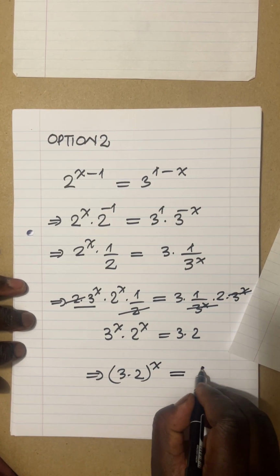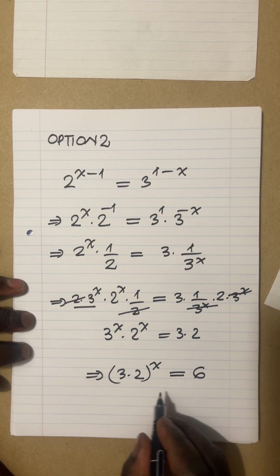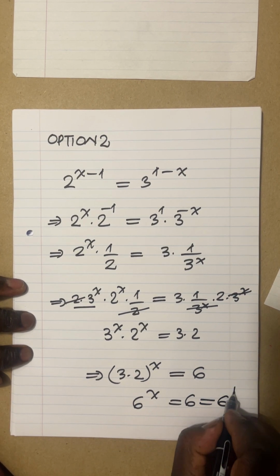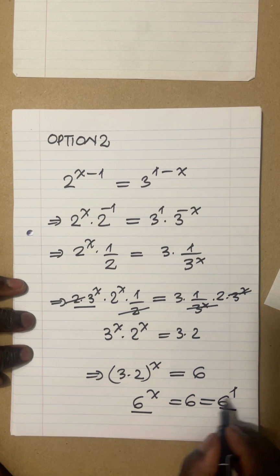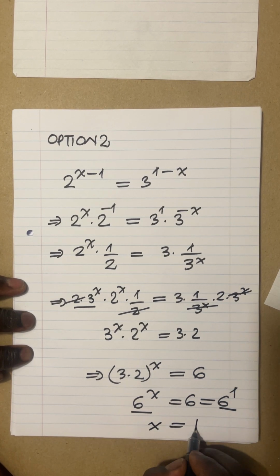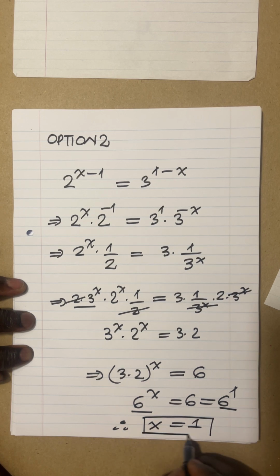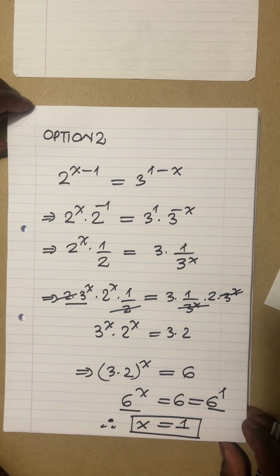And on the right-hand side, what we have? 3 times 2 is 6. So this is 6 power x is equal to 6. And we know that this is 6 power 1. So bases are the same. We can equate powers. And therefore, x will be equal to 1. So the two approaches are giving us exactly the same solution. Right. So that's question 1.